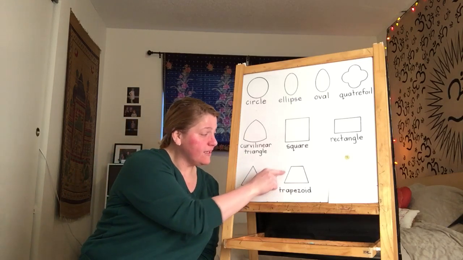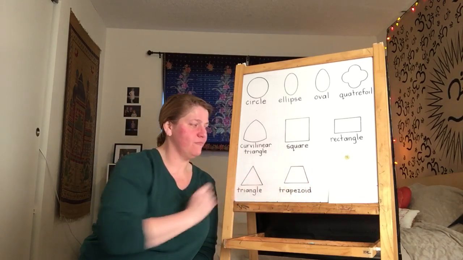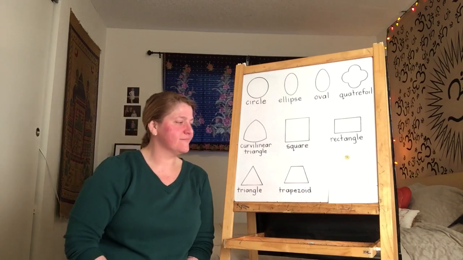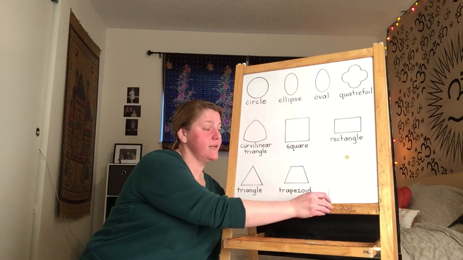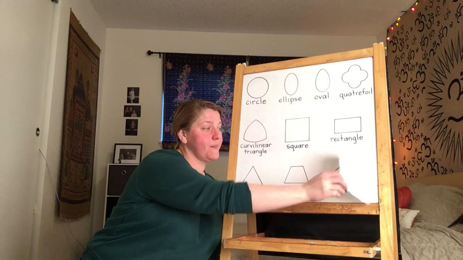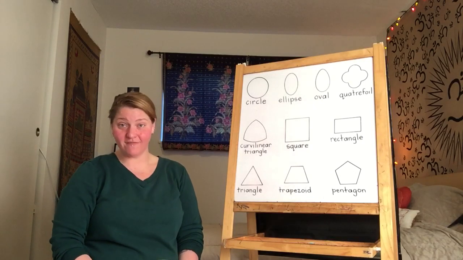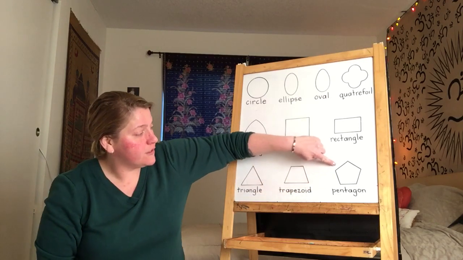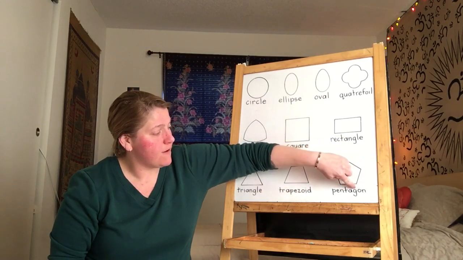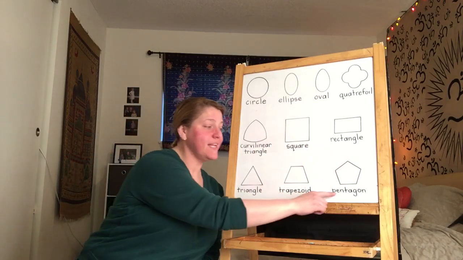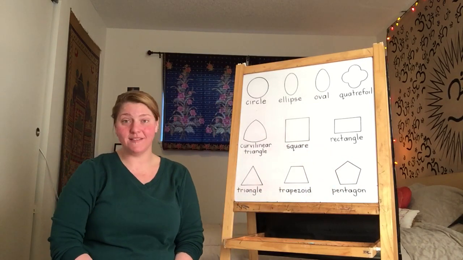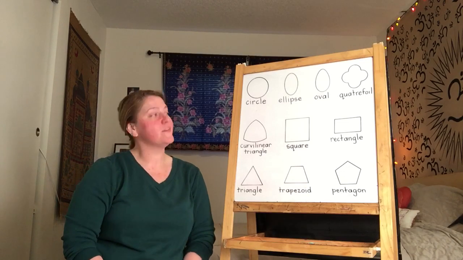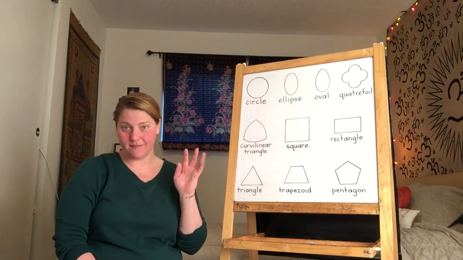Now a trapezoid has four sides, but are they all the same length? No, they're not. All right, and here's our last shape for today. It's a pentagon. Now a pentagon has five sides. 1, 2, 3, 4, 5. And penta or pent means 5. All right, my friends. So these are our shapes from our metal insets.